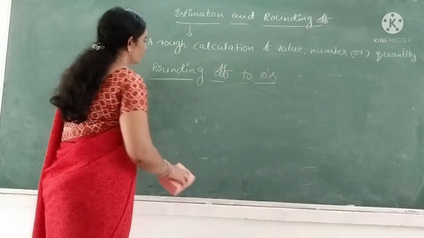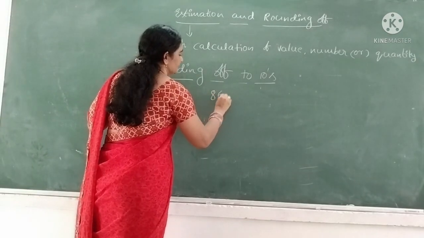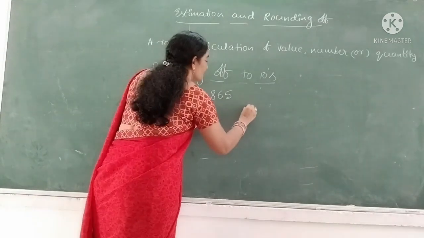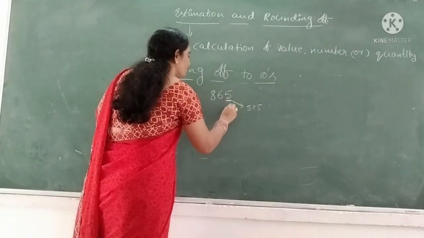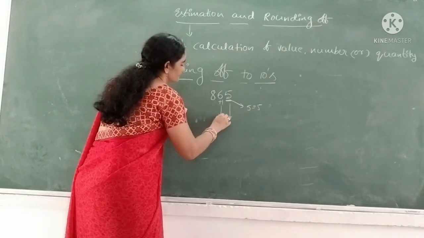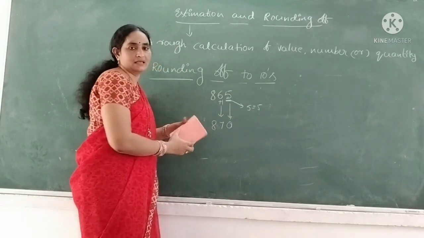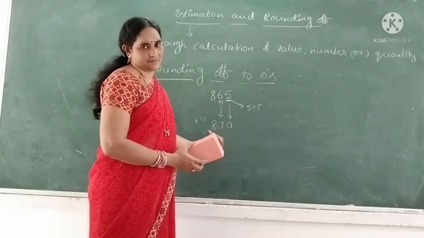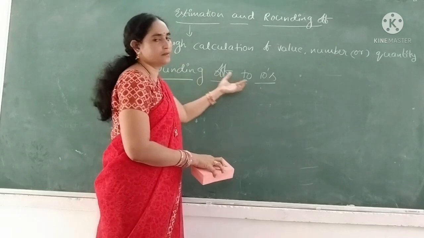Next, we learn about the mid pair. One example, 865. 5 is equal to 5, so in the tens place add 1. So this is 7, this is 0, this is the same number. 870. 865 rounded to the nearest ten is 870. These examples are rounding off to tens.